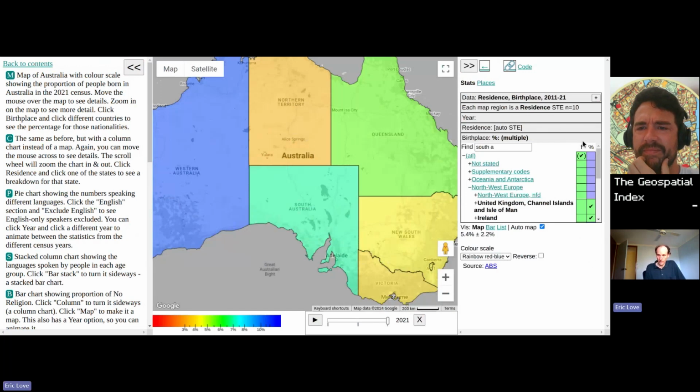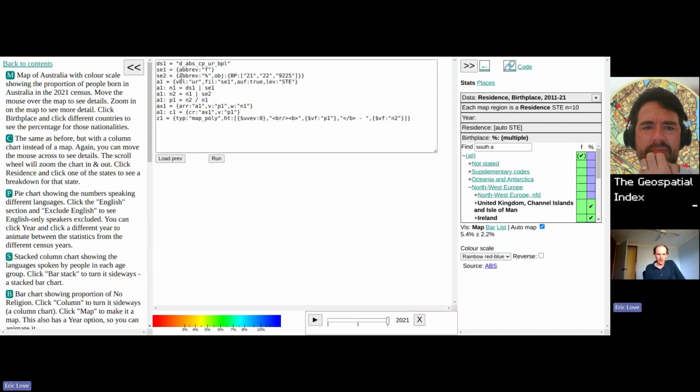Yeah, so F is for filter, which I'm not using. That was in our code, that's SE1. So these SEs correspond to a column over here. SE1 is a filter with nothing. SE2 is the filter that gives you the numerator. So I've labeled it as percentage, and in this case it's birthplace UK, Ireland, South Africa. So it adds them together when it calculates N2 and then the percentage.